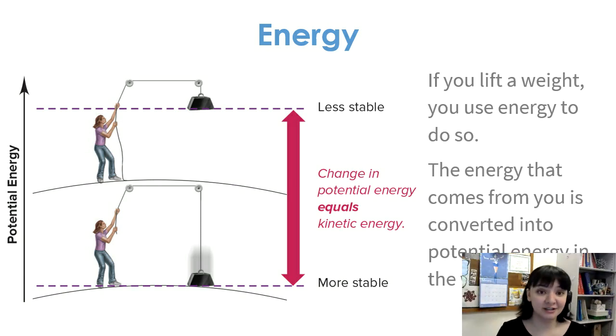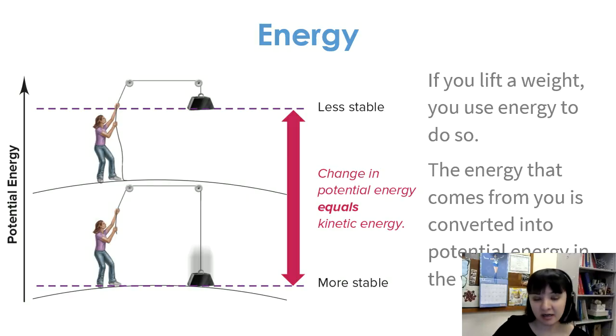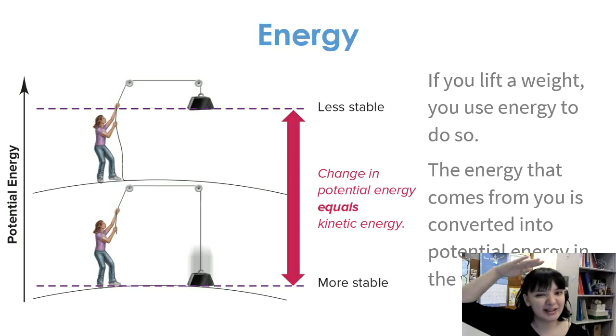Now, if I were to release the rope and release the weight, because it's now in this high, unstable position, the weight is naturally going to want to move down to a lower state, a lower potential energy, and so that's why the weight then drops down to the ground.